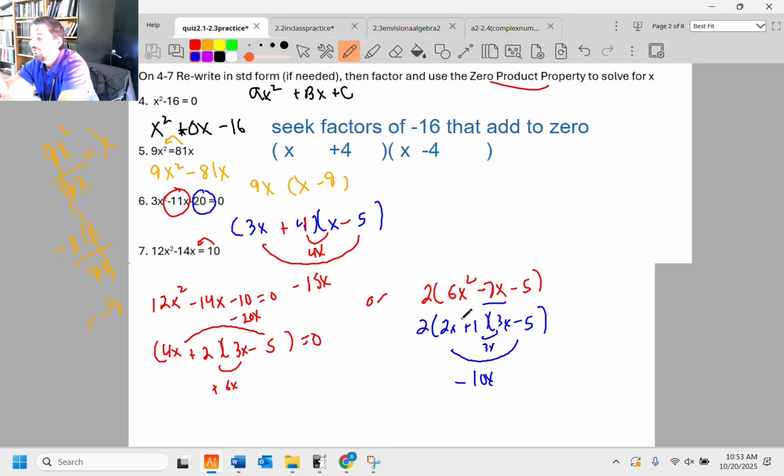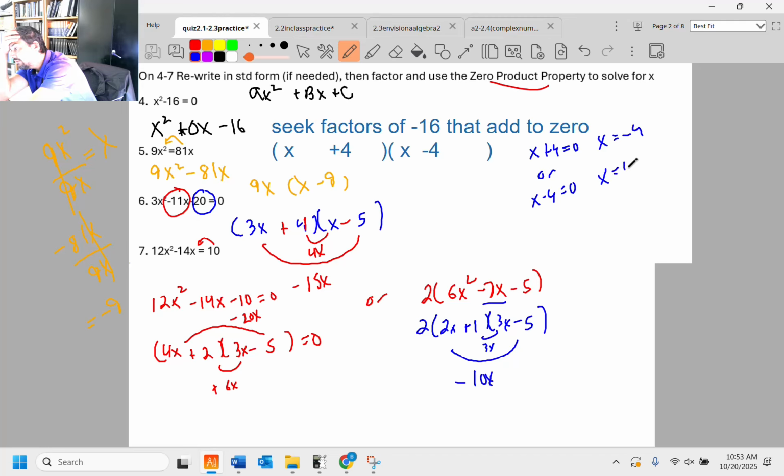So let me go back up to 4. It says use the zero product property. So x plus 4 is equal to 0, or x minus 4 is equal to 0. If x plus 4 is 0, x is negative 4. And if x minus 4 is 0, x is 4. Really simple. This guy: 9x equals 0, or, hear me out, x minus 9 equals 0. If 9x is equal to 0, I would just divide by 9. 0 divided by anything other than 0 is 0. So x is 0 as a solution. Here is a simple shift right, x is 9.